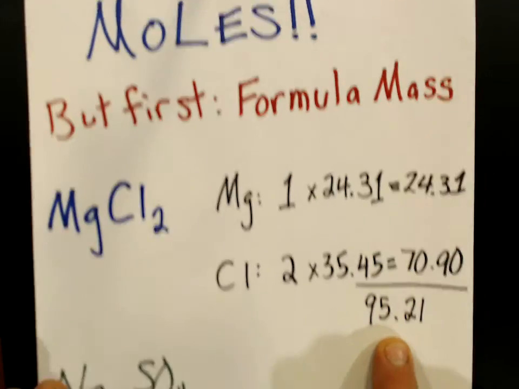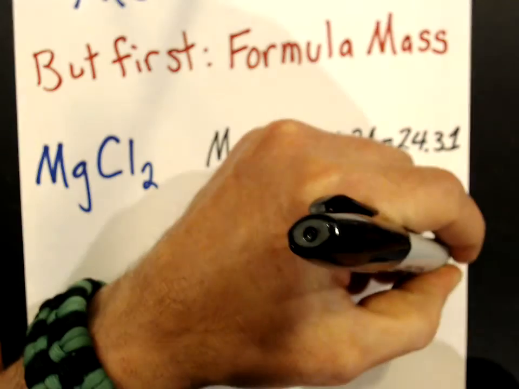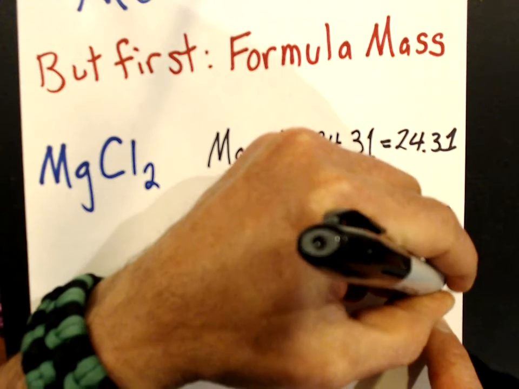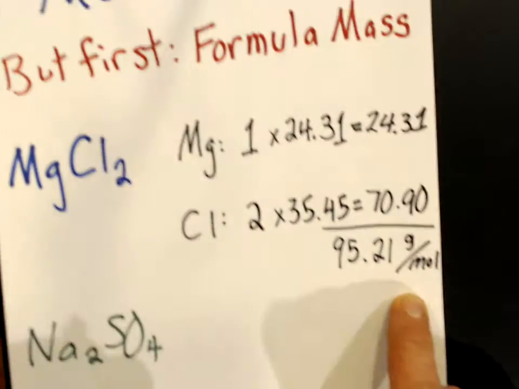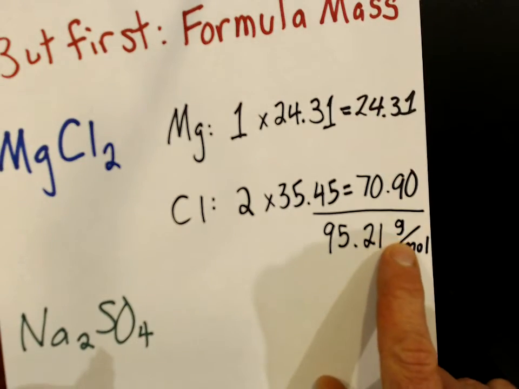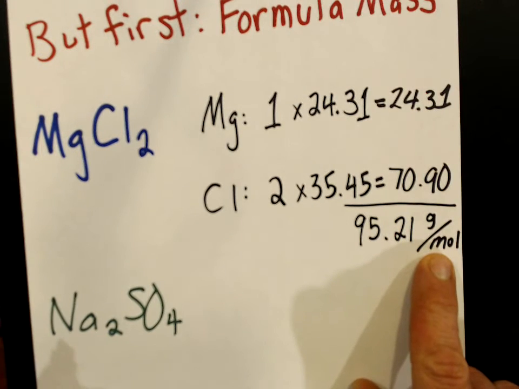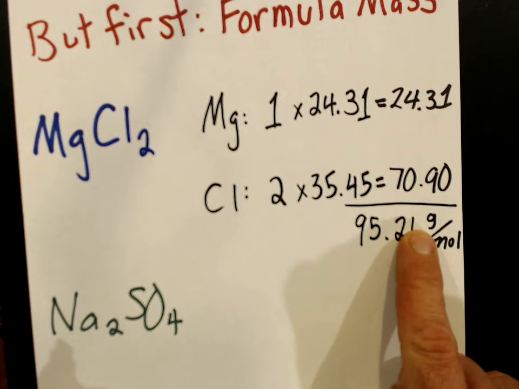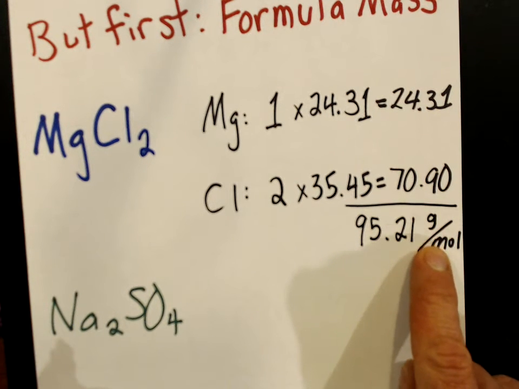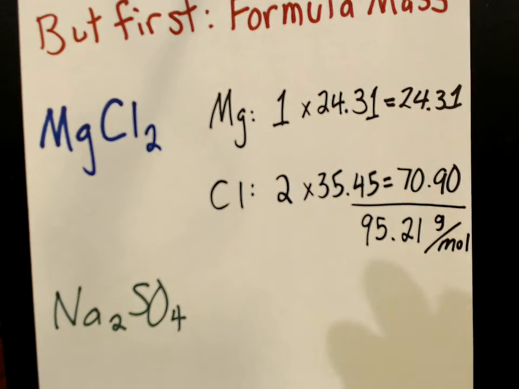This chapter is about moles, so formula mass, the units are grams per mole, M-O-L. That's right, grams per mole. But wait, Mr. Moffat, we don't know what a mole is. I know, and that will be explained. For now, just trust me and go with it. Grams per mole are the units of measurement for formula mass.